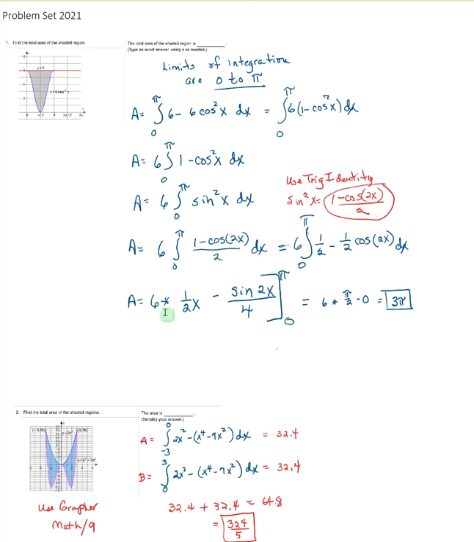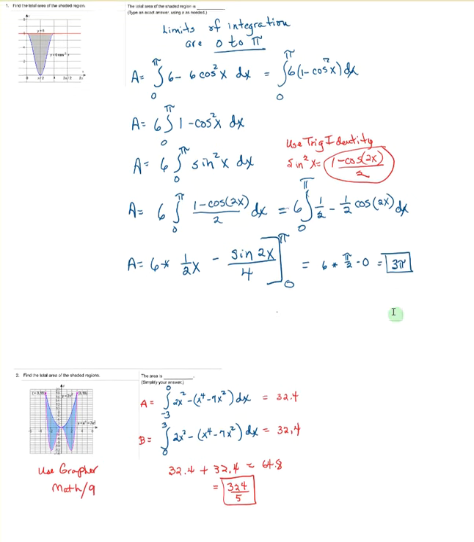We'll leave the 6 out here. If you plug pi in here, that's pi over 2. Sine of 2 times pi, sine of 2 pi, is 0, so that's a minus 0. If you plug in 0 here, you get 0, and sine of 0 is also 0. So all we end up with is 6 times pi over 2, which is 3 pi. That is our answer. You may have to look through that one a little bit.